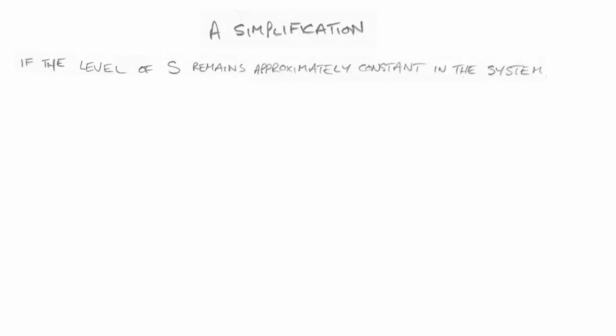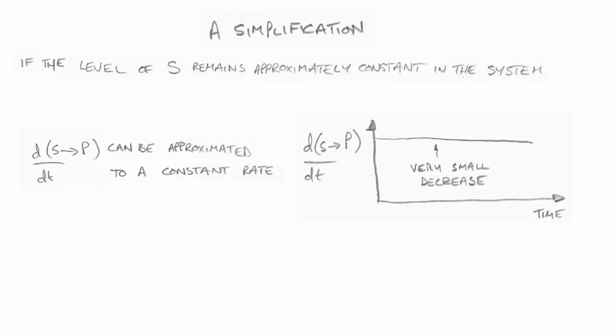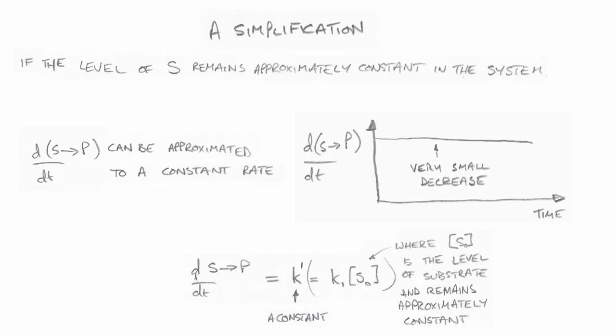So if the level of substrate remains approximately constant in the system, then we can simplify and approximate the rate of substrate converted to product to be a constant rate. So that simplifies to this equation where the new constant is related to the original reaction rate times this constant concentration of the substrate. Okay, so that's a simplification for that process.